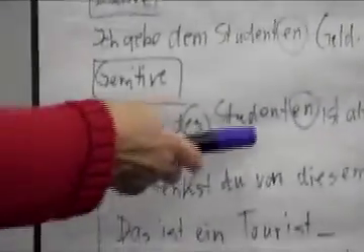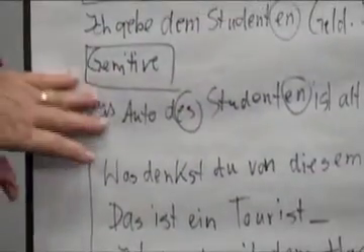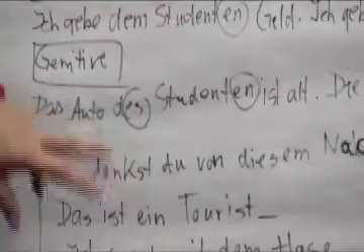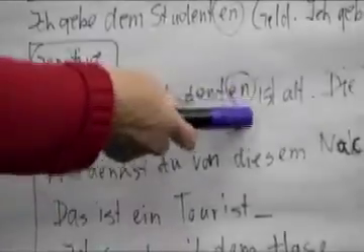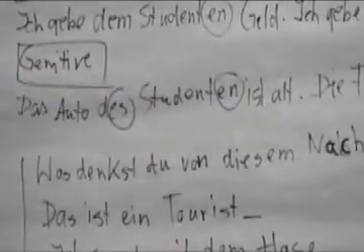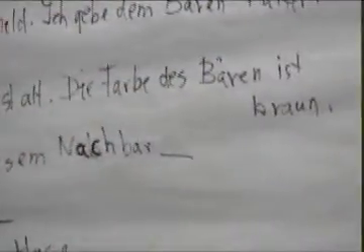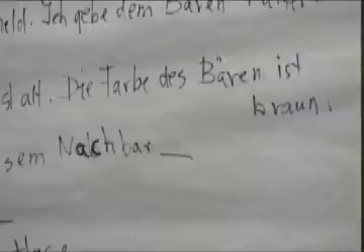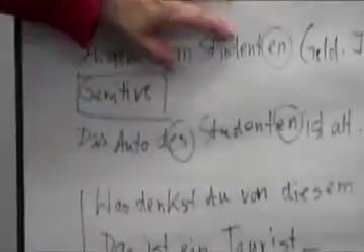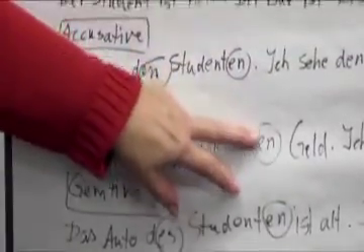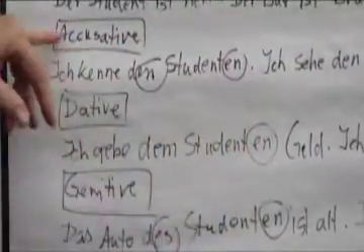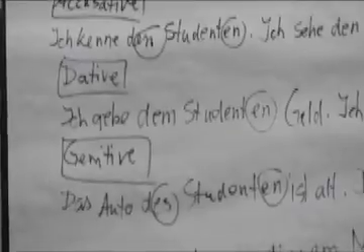And in the genitive case, das Auto des Studenten ist alt. The car of the student is old. You remember, der to des. Student gets an EN because it is an N-noun. Die Farbe des Bären ist braun. The color of the bear is brown. So, these were just some example sentences to show how these nouns always have to add N or EN in the accusative, dative and genitive case.